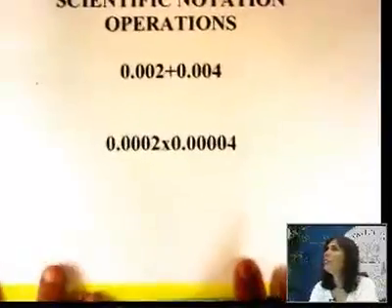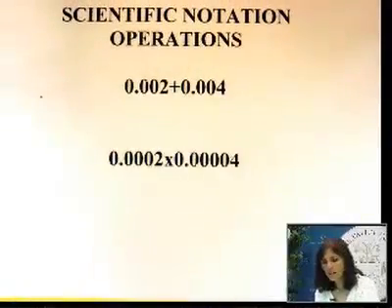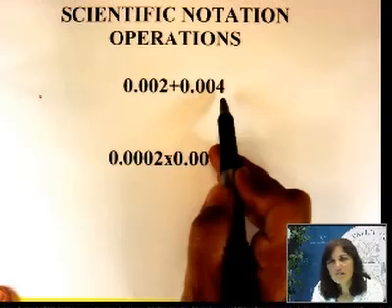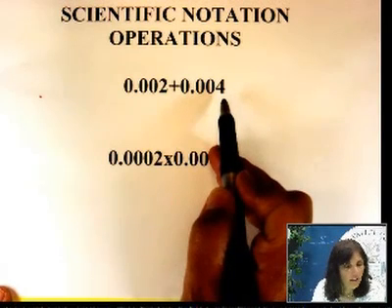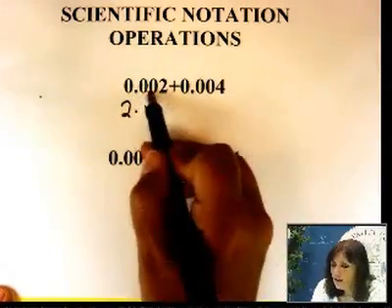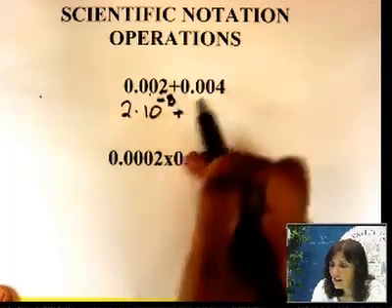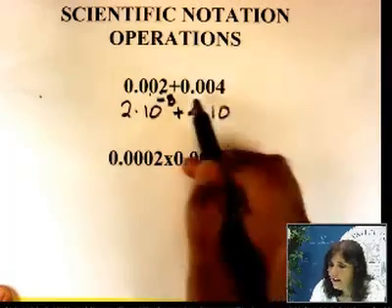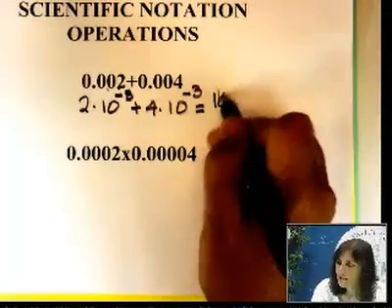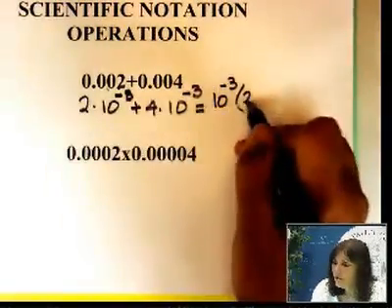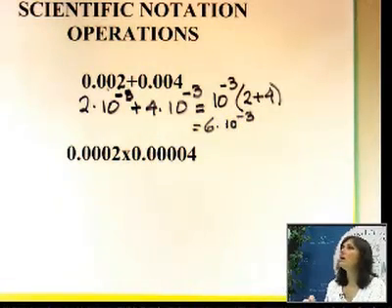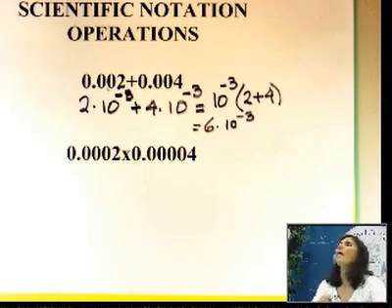Now, what happens when I want to do very small numbers and do this? Sometimes it will be too difficult. So maybe what you can do is write these in scientific notation and see if it helps you. You can go 2 times 10 to the, and this one is 1, 2, 3, so that's negative 3, plus 4 times 10 to the, 1, 2, 3, that's negative 3. Guess what? I can factor out the 10 to the negative 3, and 2 plus 4 gives me 6 times 10 to the negative 3. Did that make it a little bit easier? I think so.